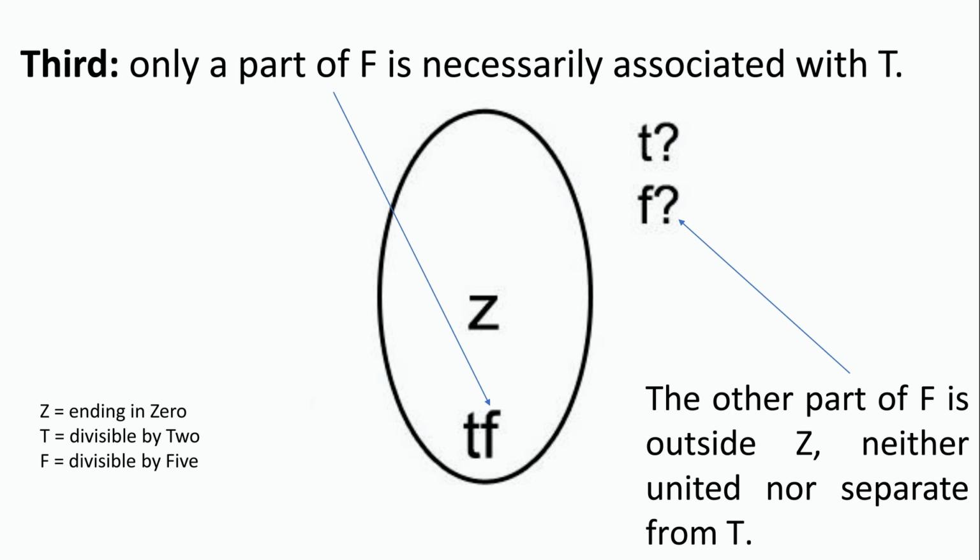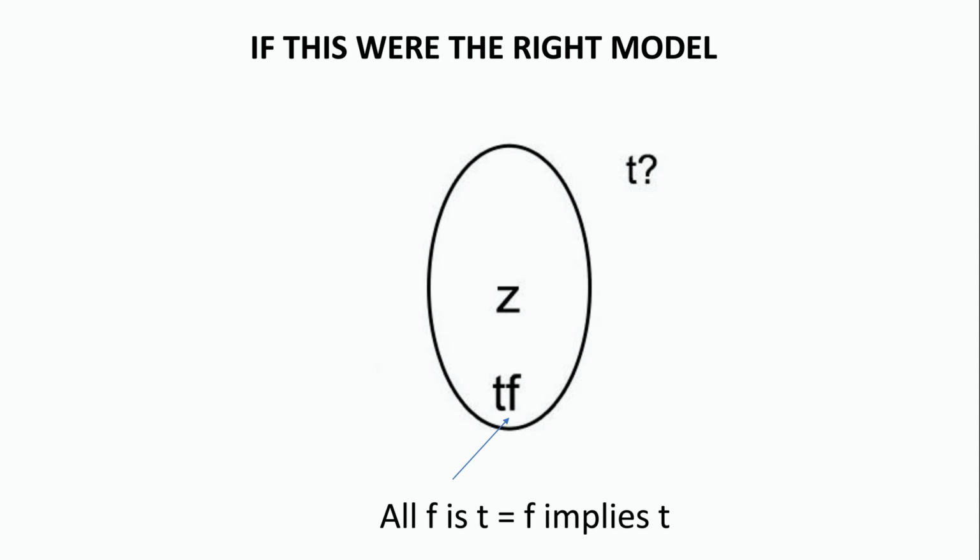Or can we only affirm with certainty that some numbers divisible by 5 are divisible by 2? Answer: we observe the model and we see that only a part of F is necessarily associated with T. The other part of F is outside Z, neither united nor separate from T. If this were the right model, the conclusion would be: all numbers divisible by 5 are divisible by 2. F implies T.